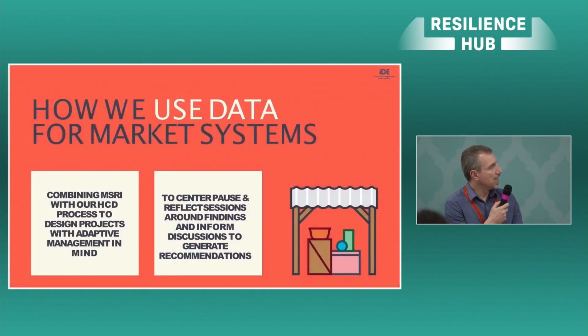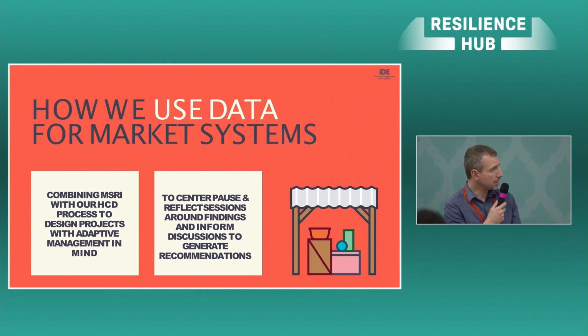So I'll just go through an example from Mozambique, where we had a recent MSRI session, and we tried to use MSRI along with other data sets to reflect on what we were working on and try to pivot, almost like a midterm evaluation, and adapt the project to what we've found so far. Here we're combining the MSRI tool with our human-centered design, so we have adaptive management. What we call it is a pause and reflect session. We had this with USAID projects and with our partners.